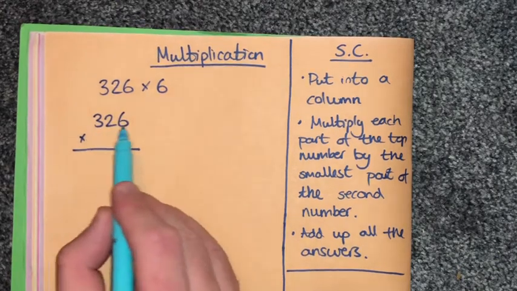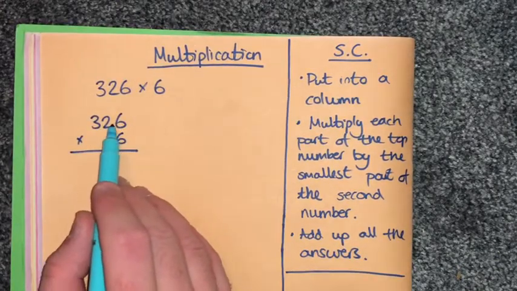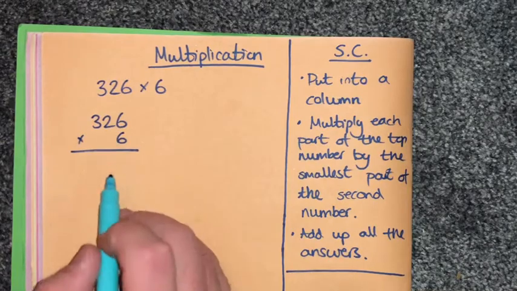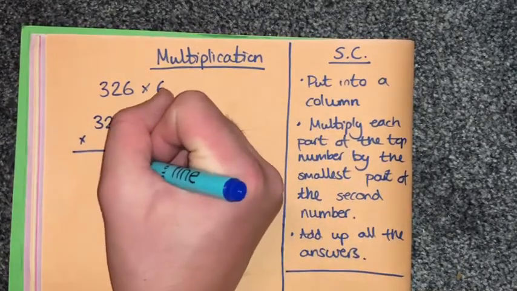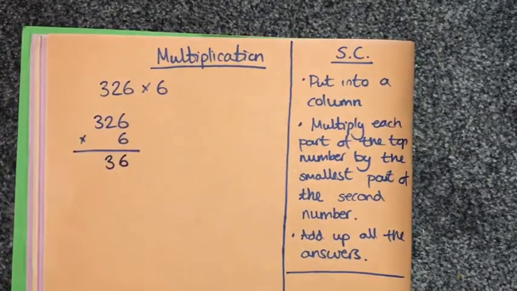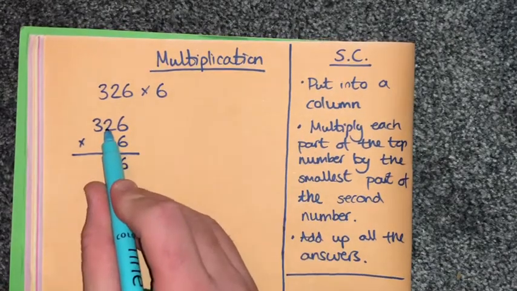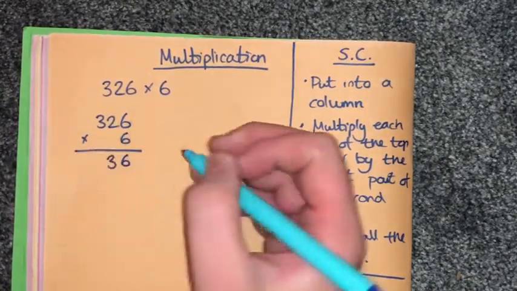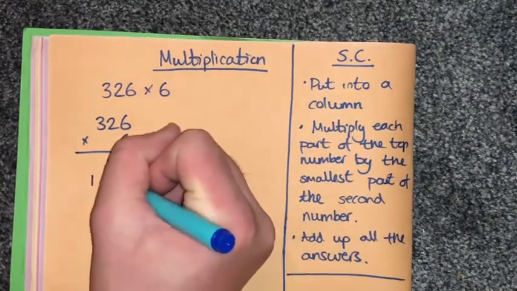So we make sure we treat all of these as they are. So that's a 300, a 20 and a 6. So I do 6 times 6, which is going to be 36. As always, Year 6, if you know your times tables, you'll find this a lot easier. If you don't, it's going to take you forever. So learn your times tables. Then we're doing 6 times 20. It is a 20, so it's like doing 6 times 2 times 10. So that's going to be 120.